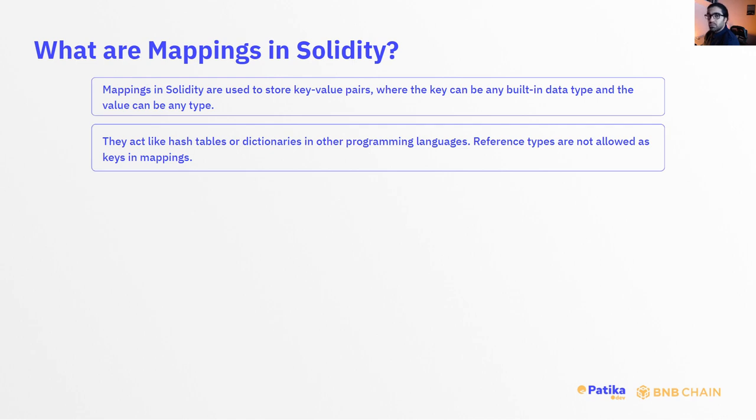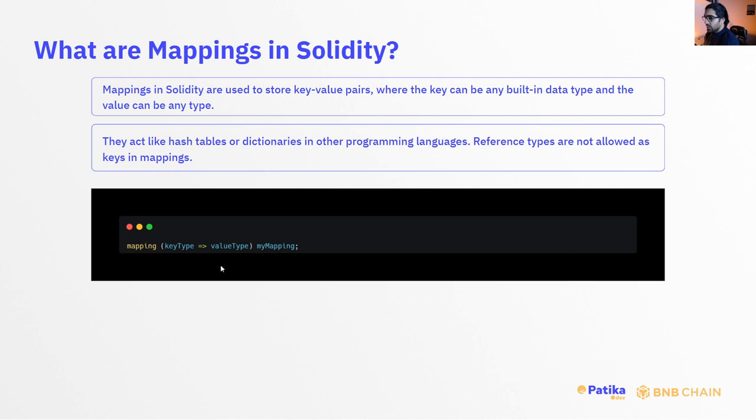So for example, in Python, we have dictionaries. In Java, we have hash maps. So it's just similar to those data types. So here is an example. We have a key type and we have a value type. Then we have the name of the mapping.